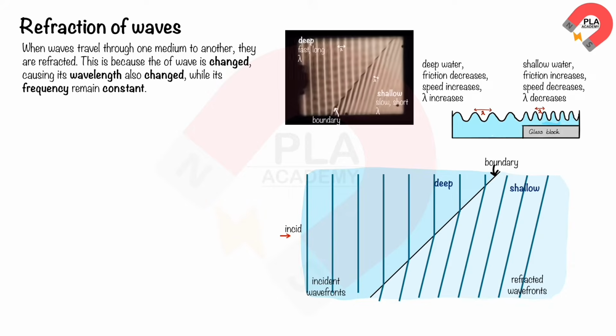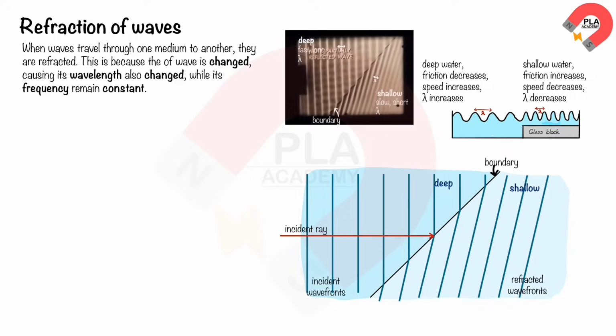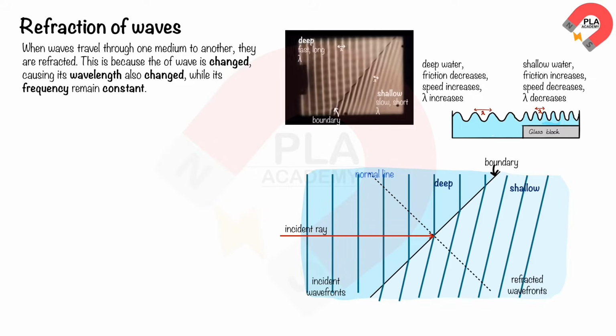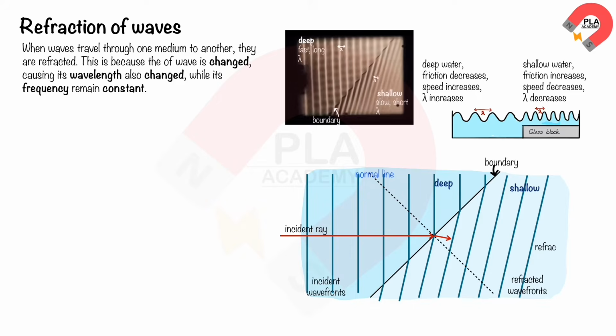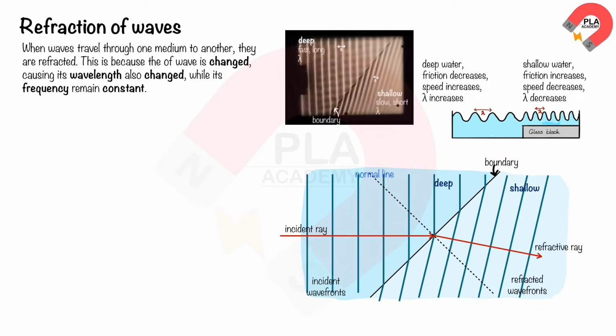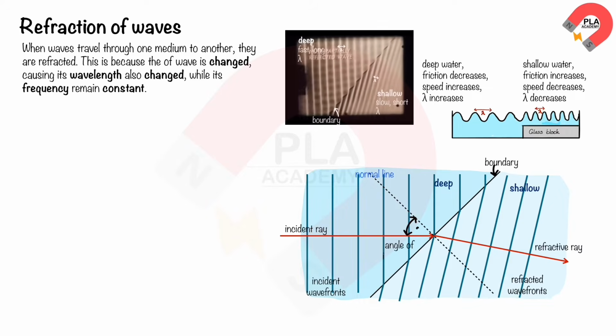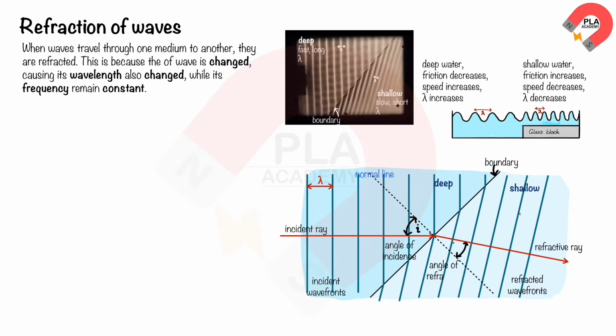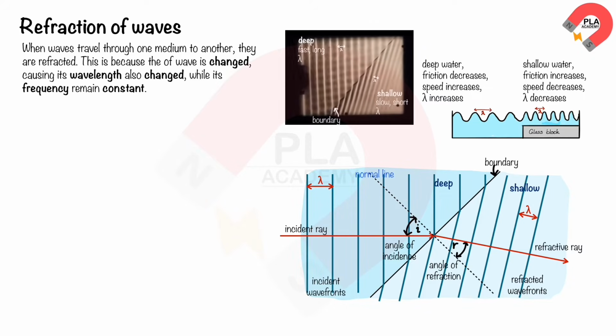Draw the direction of the incident ray perpendicular to the incident wavefronts. Draw the normal line perpendicular to the surface of the boundary. Draw the refracted ray perpendicular to the refracted wavefronts. The angle of incidence, I, is between the incident ray and normal line. The angle of refraction, r, is between the refracted ray and normal line.